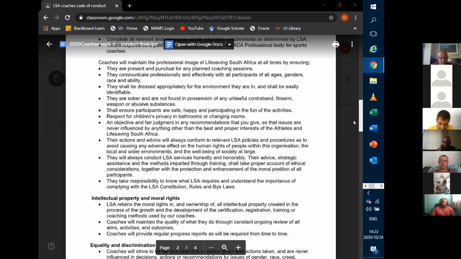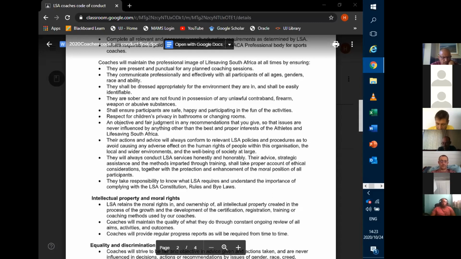They shall be dressed appropriately. They are sober. Very important. You have to stay sober. When you work, especially with kids, there's no place for anything to use. You have to be 24/7 sober and not be found in possession of any unlawful contraband, firearm, weapon, or abusive substance. Shall ensure participants are safe.